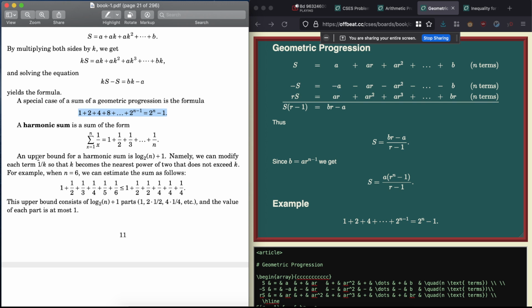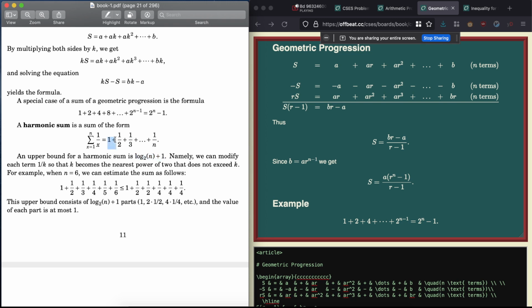But we can find an upper bound. Say we have a finite number of terms, we can get a crude upper bound. We can tell that this number is definitely going to be less than something, and it's a very crude upper bound. It's not a great upper bound, and that upper bound looks like this: log n plus 1.